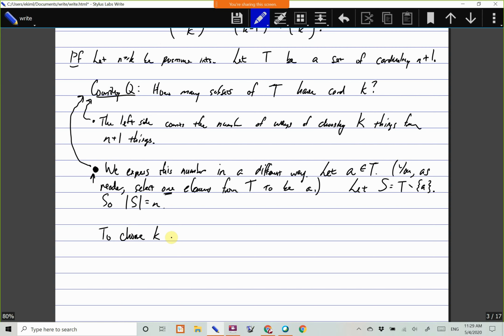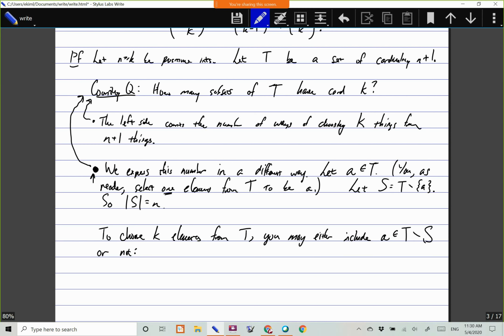To choose k elements from T, you may either include a, this element little a. By the way, it belongs to T but not to S, right? So isn't little a in T set minus S? So in T, but not in S. So to choose k elements from T, you can either include this element little a or not.